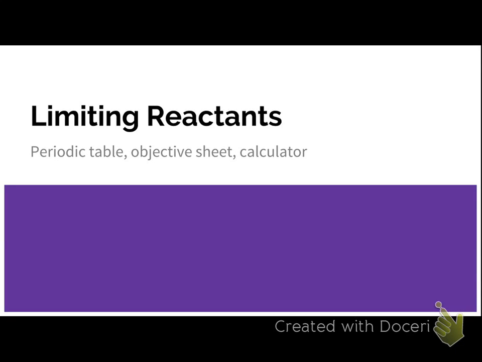This lecture is going to go over limiting reactants. For this lecture and for the practice problems, you're going to want to have a periodic table, specifically one that you can read your average atomic masses pretty well from, because you are going to have to determine the molar mass. You want to have your objective sheet, and you also want to have your calculator. This is a section that's going to require some math of you.